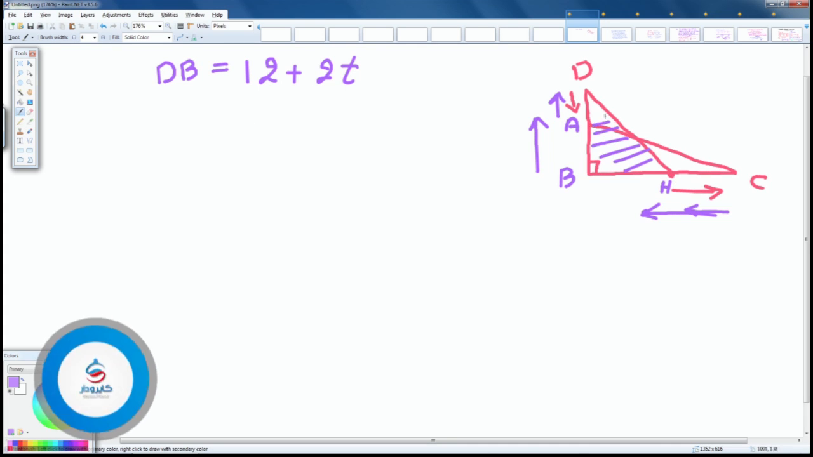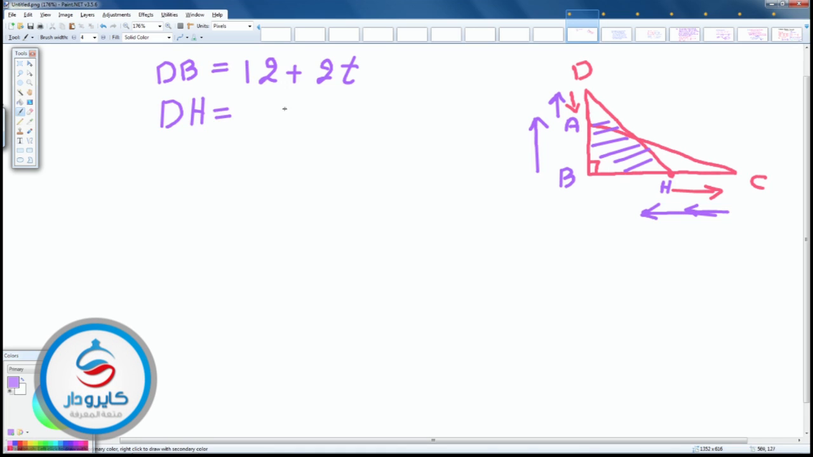so the motion now will be decreased here, which is DH, because we deal with this triangle now. So DH equals 16 minus t.